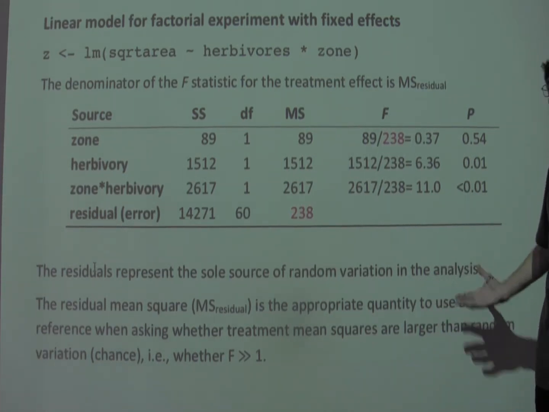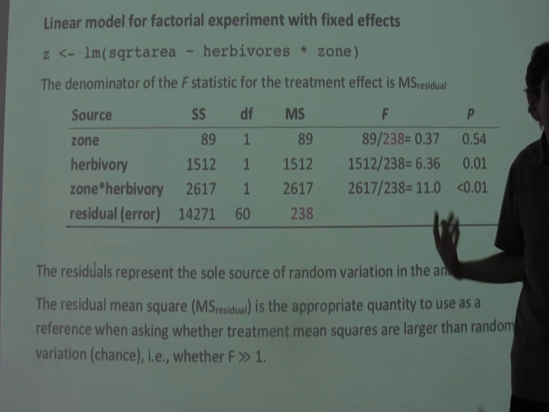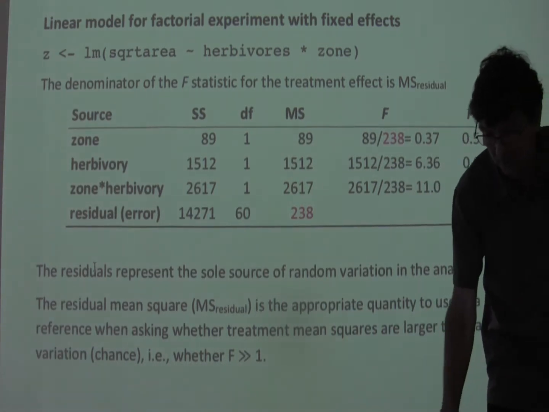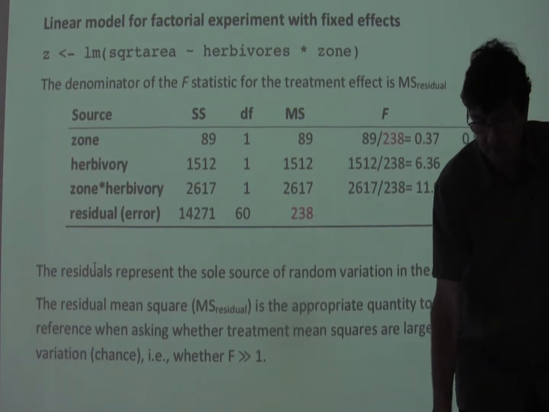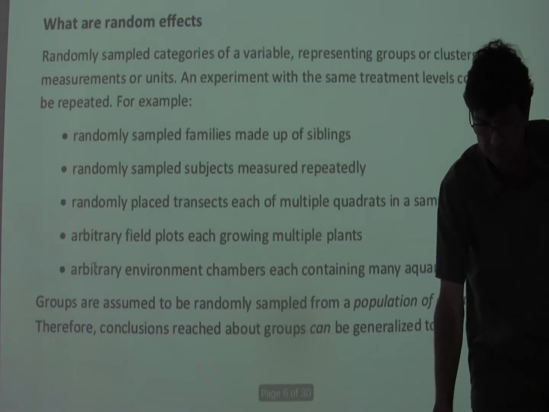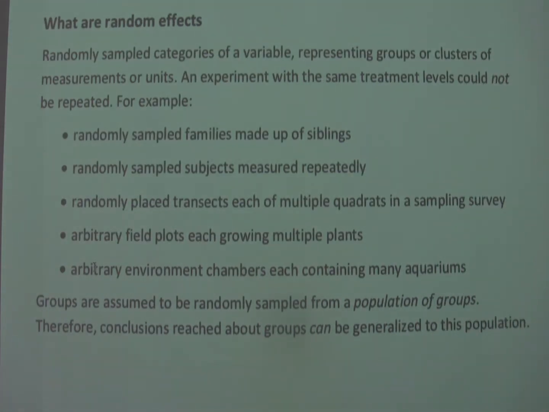So I don't know if you learned ANOVA tables and calculating F ratios yourself, but you probably did, and you would have divided the mean squared from the particular source by their residual. Random effects are different. Random effects are categories of a variable that are actually randomly sampled, or at least we pretend they're randomly sampled when we analyze the data because they're sort of arbitrarily sampled. And these factor levels represent groups or clusters of measurements or units that are sampled together.